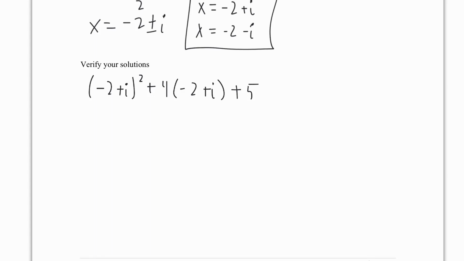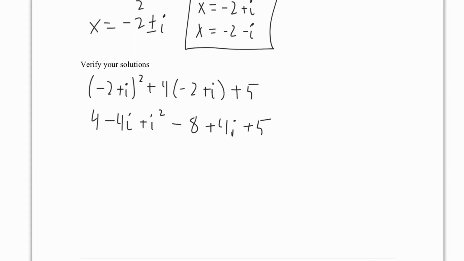Now, of course, it doesn't look like 0 right now, and so maybe you're feeling a little smug. You're saying, yeah, that's right, Mr. Peters, we're not able to square root negative numbers, so of course this isn't going to work out. But let's go ahead and see. We're going to FOIL this. Negative 2 times negative 2 will be 4. Then we're going to get minus 4i plus i squared. All right, this will give us negative 8 plus 4i plus 5.